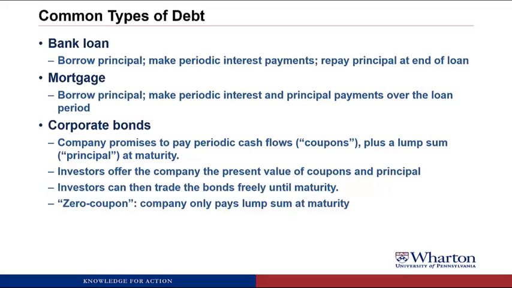And there's a special case called a zero coupon bond, where the coupon payment is zero, so there's no periodic cash flows, but you just pay back a lump sum at maturity. So you borrow now, and then you pay back at maturity.